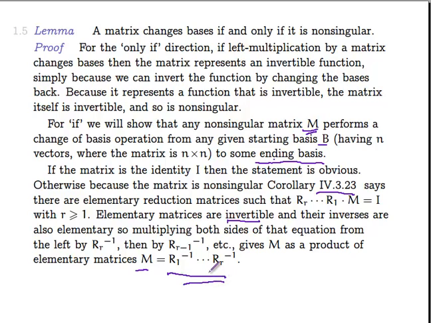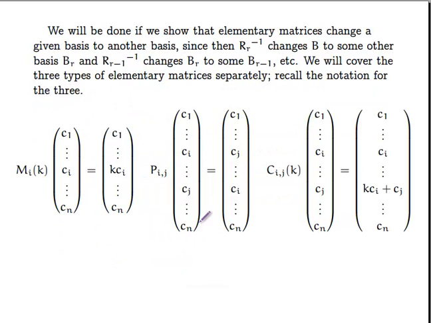First I multiply both sides on the left by R inverse, then I multiply both sides on the left by R minus 1 inverse, and so on. So I'm going to peel off all of these R's and bring them to the other side, and that expresses M as a product of elementary matrices. So where are we going with this?